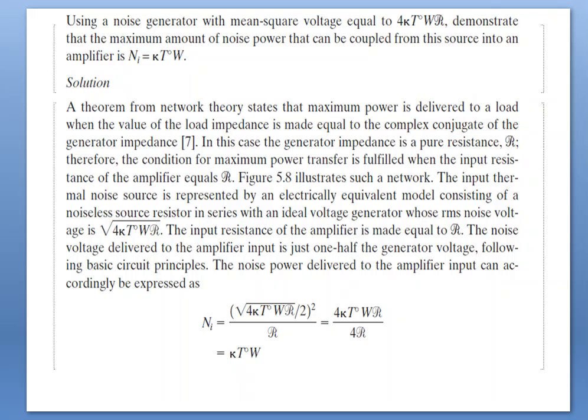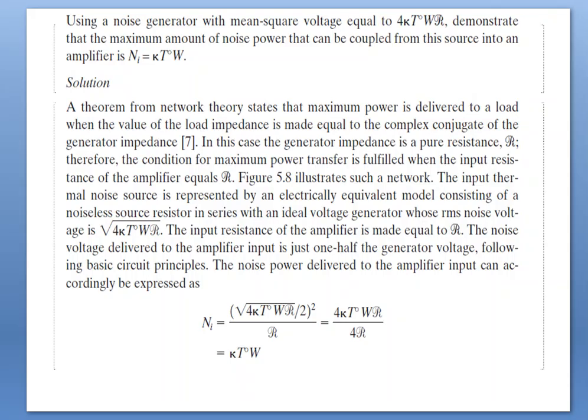The theorem from network theory states that the maximum power will be delivered to the load when the value of the load impedance is made equal to the complex conjugate of the generator impedance. In this case, the generator impedance is a pure resistance R. Therefore, the condition for maximum power transfer is fulfilled when the input resistance of the amplifier is equal to R, as shown in the below figure.